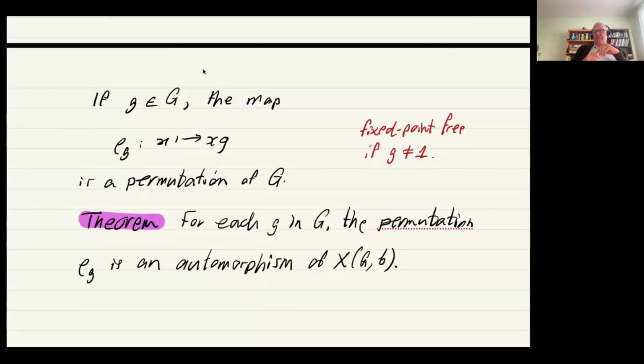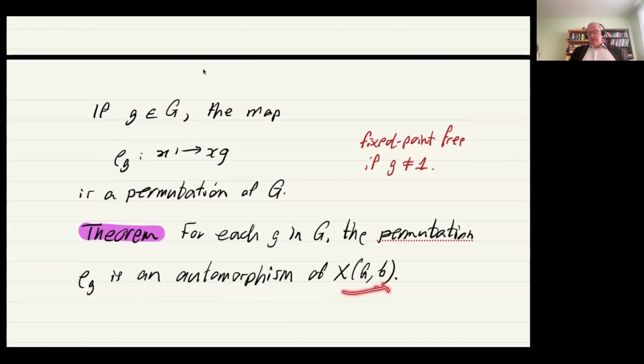Now, that is a permutation of the vertices. Okay, so that's a bijection from the vertex set to itself. And the claim is that for each little g and big G, the permutation rho_g is an automorphism of X(G, C). Now I've got G acting on the right here, and that's why I'm using rho. If I want it on the left, I'd use lambda. So we're acting on the right, and that is an automorphism.